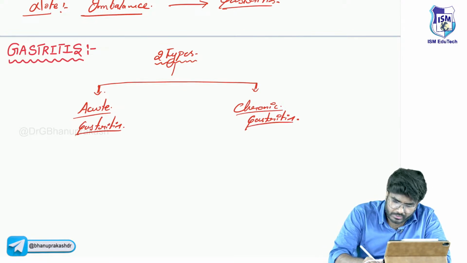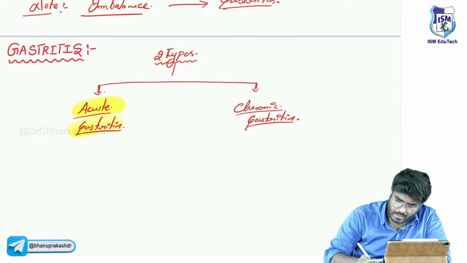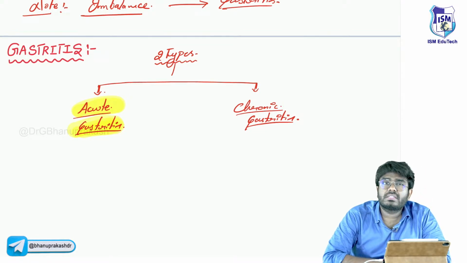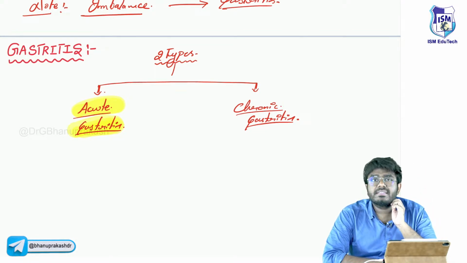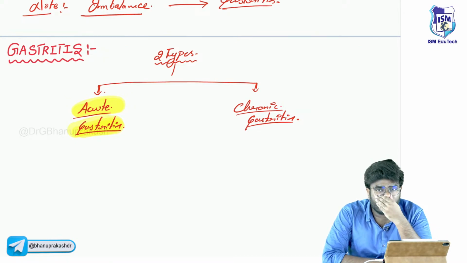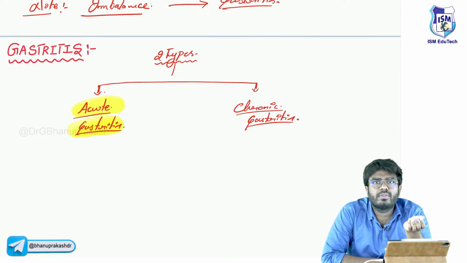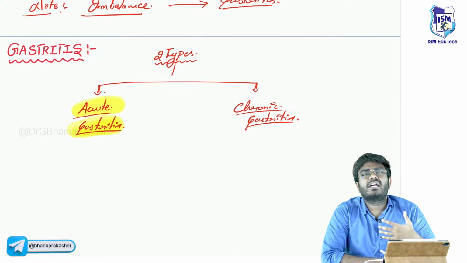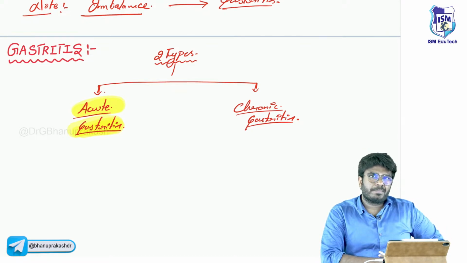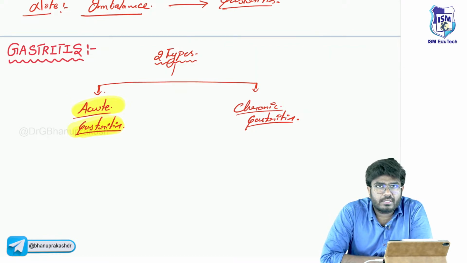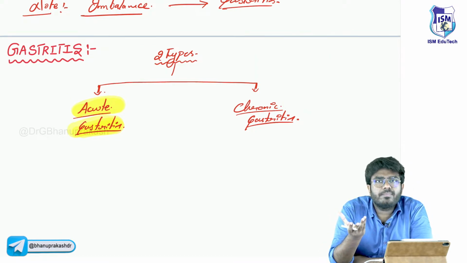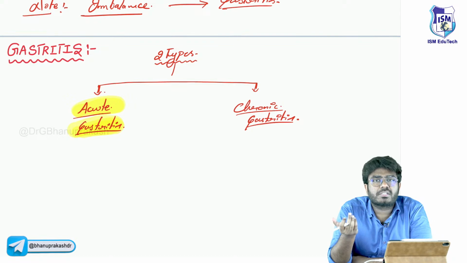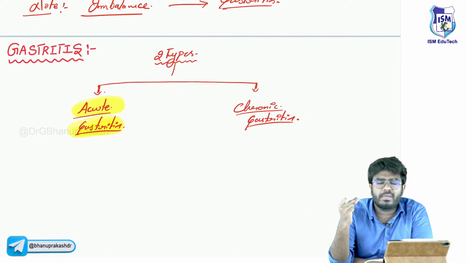Now, acute gastritis. What exactly is this seen with? Whenever you take painkillers in excessive amounts, there are many people who complain that they start to have pain in the stomach. Inflammation starts to happen. So just taking painkillers can trigger gastritis. That is going to be acute gastritis. It's not going to be chronic. It happens just like that.